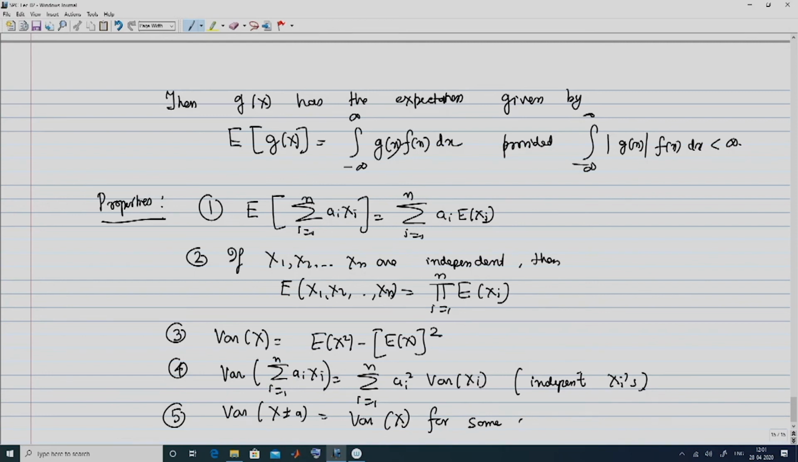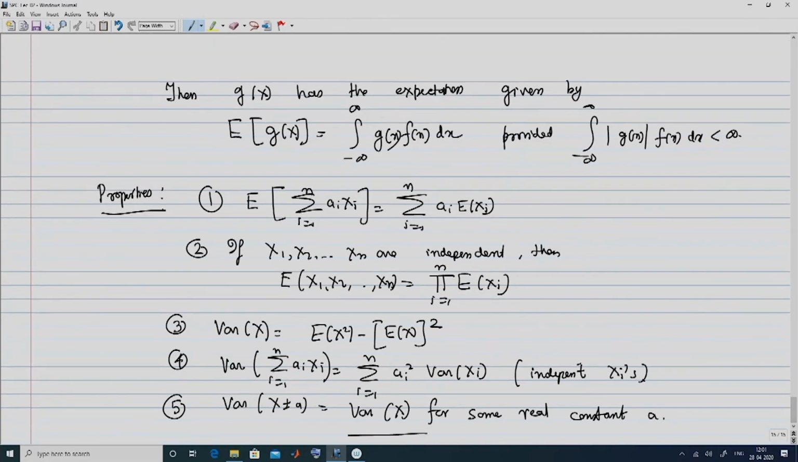And the last property is variance of X plus minus a is variance of X for some real constant a. So, this brings us to the end of this lecture.